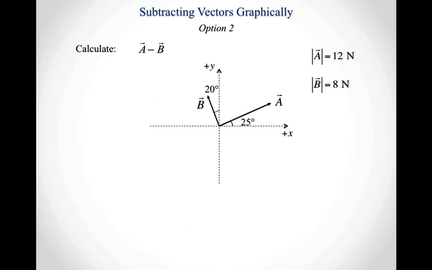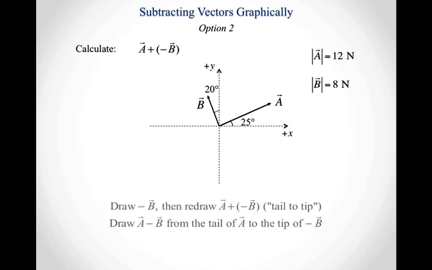Option two, well, a minus b can be rewritten as a plus negative b. And negative b, I know from what we learned from multiplying a vector by a scalar, is taking the vector b and multiplying it by -1. So negative b is going to have the same magnitude as vector b, but it's going to point in the opposite direction. So the first thing I'm going to do is take vector b and redraw it as negative b.